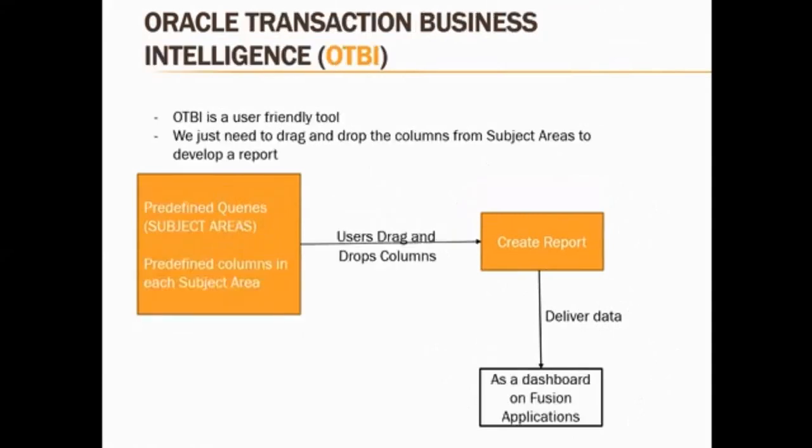The next one is OTBI. OTBI is an Oracle Transaction Business Intelligence tool, which is a very popular tool, and it is very user-friendly. Basically, it is very quick for us to develop reports out of these OTBI tools. We just need to drag and drop the columns from the subject area. Subject area is nothing but a set of columns. We can drag and drop the columns of subject areas into a report, and we can quickly create the report.